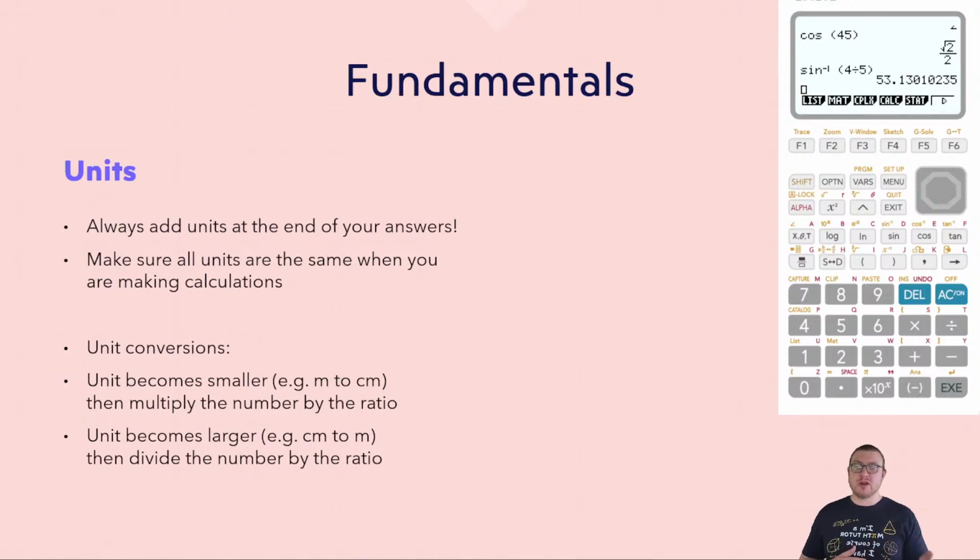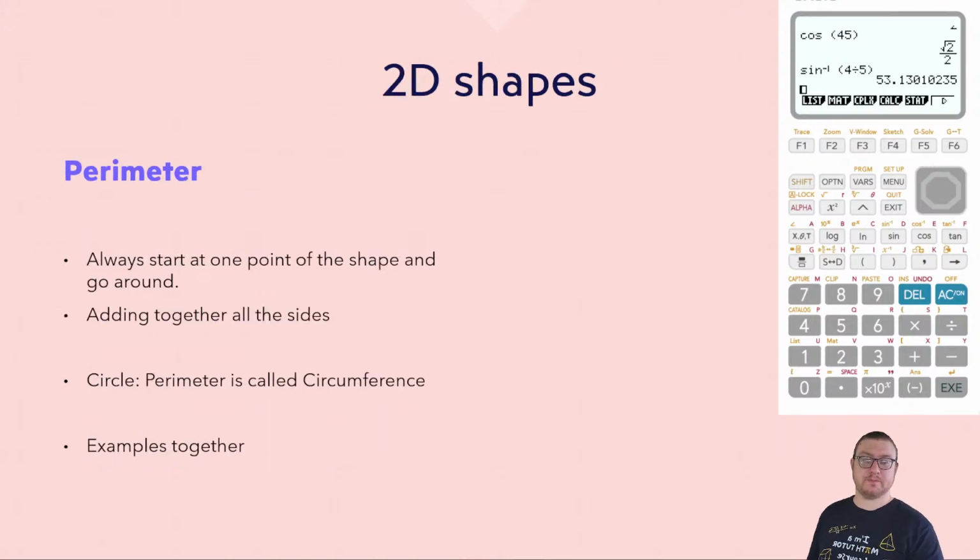So if a unit becomes smaller, so from meters to centimeters, then we multiply the number by the ratio. The ratio is how many centimeters are in a meter. So we would multiply by 100. I would expect that most of you will be able to do this in an exam. Just remember that if they give you a question with measurements, you might need to first check, are they all in the same unit before you do your calculations. Make sure you write the answer with a unit at the end.